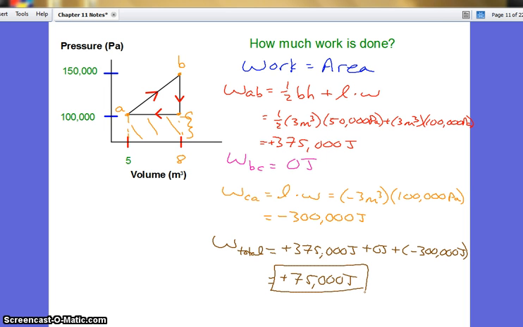So if our graph has that the direction is clockwise, we're going to get positive work done. If it were to go the other direction, counterclockwise, we'd actually have negative work done. In this case, we have clockwise direction, and so therefore we have positive work.